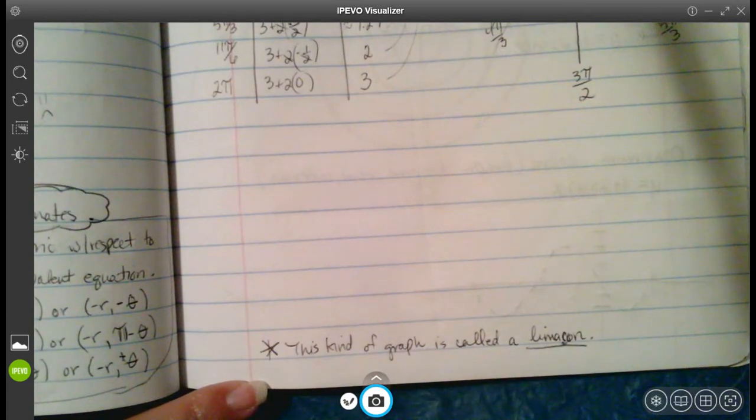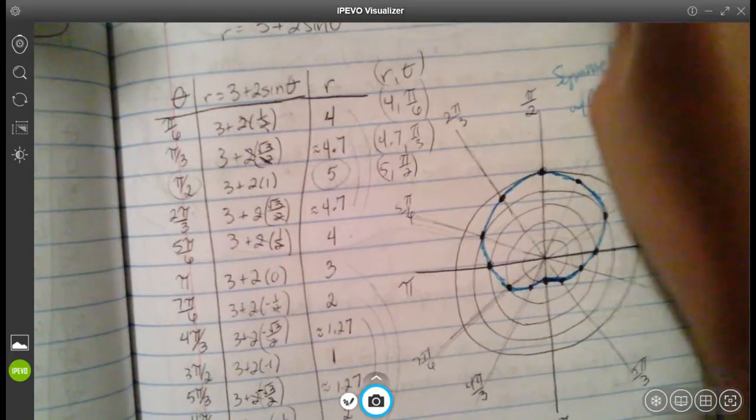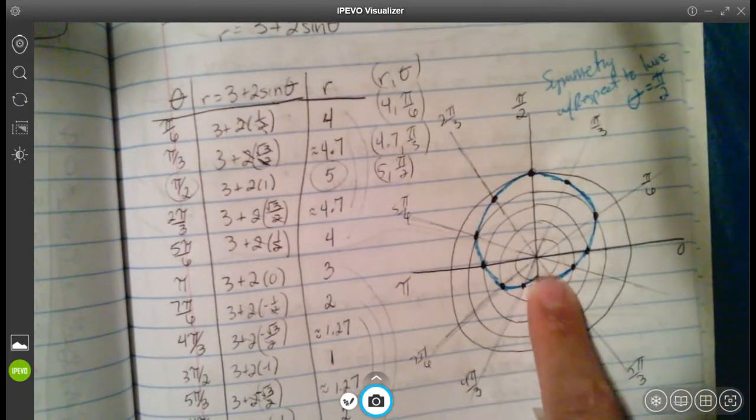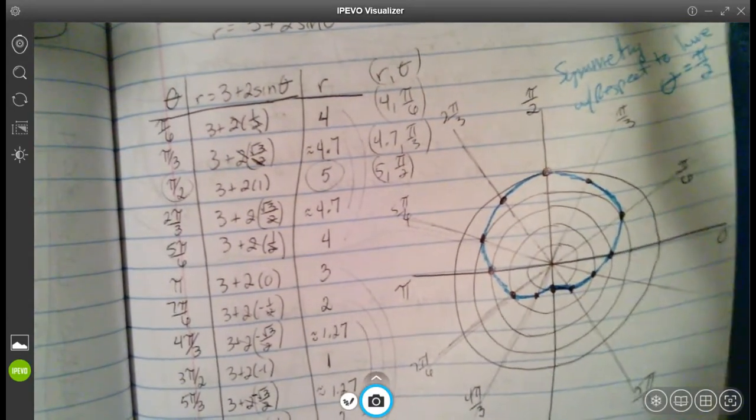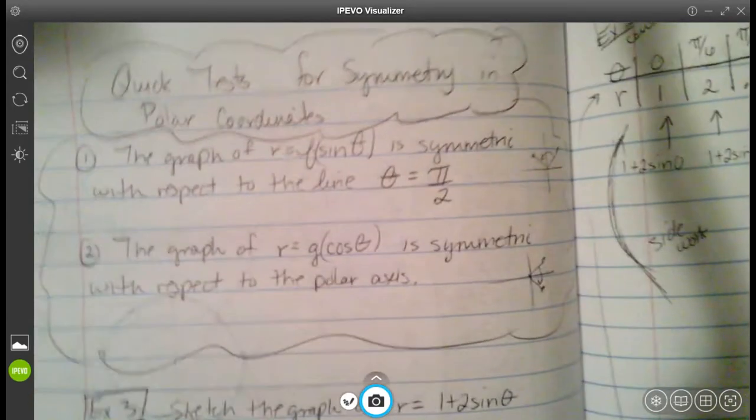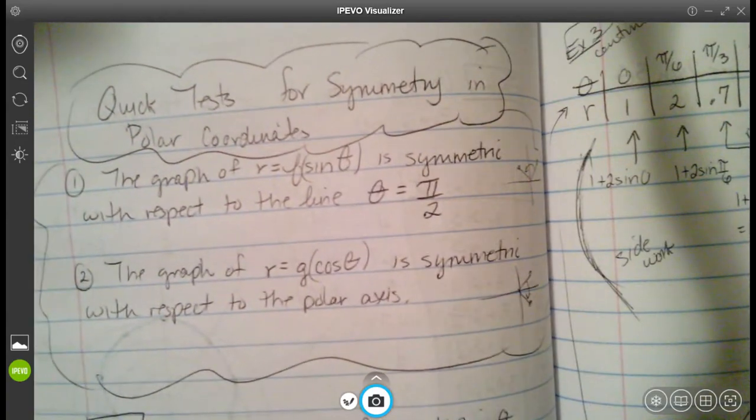Okay. There are several different types of polar graphs you're going to see. We're not going to cover all of them in this video. Like I said, we're going to cover another one that looks kind of like this. It's going to have a loop. And we're going to cover one more in class that's called a rose petal. That one's kind of neat too.